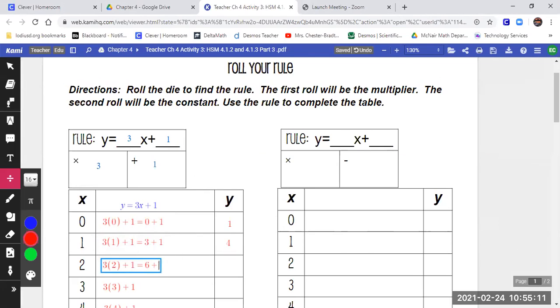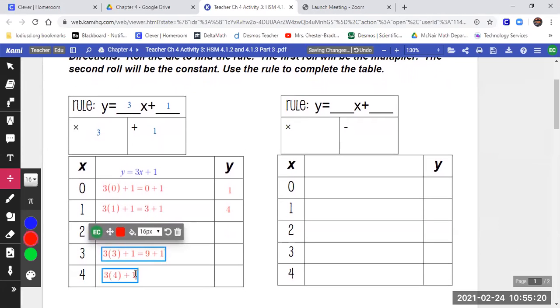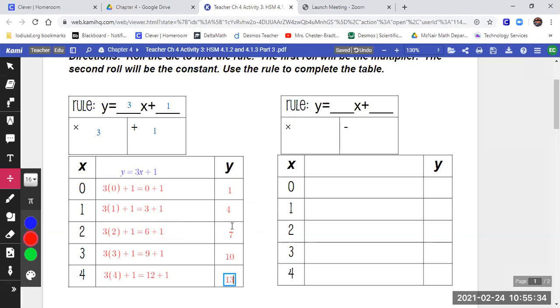3 times 2, 6 plus 1. 3 times 3, 9 plus 1. 3 times 4, 12 plus 1. I'm going to go back, put my numbers. 7, 10, 13. Anybody lost? This is straightforward stuff. We've done this before, right? Lots of times, right? I expect to see complete work. Do we understand? Okay.